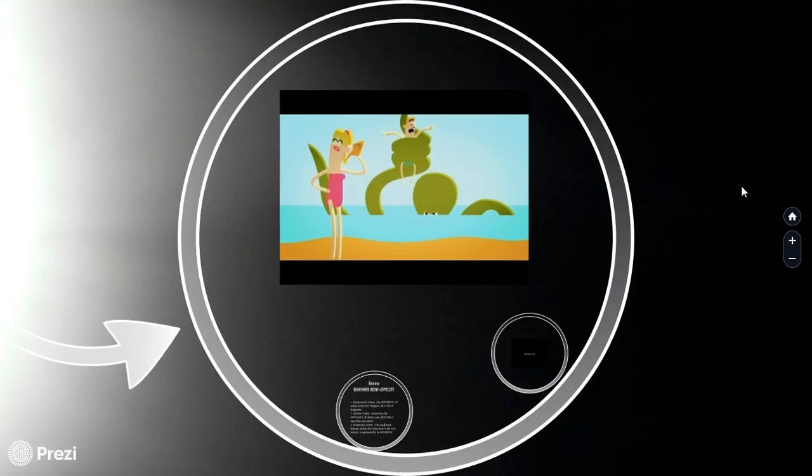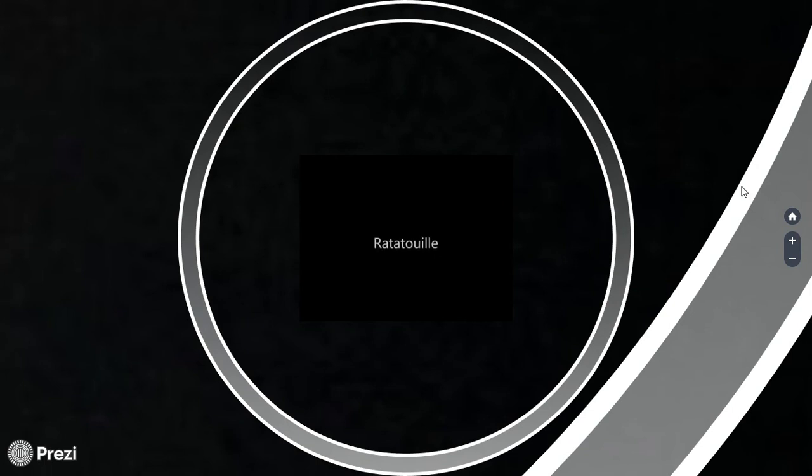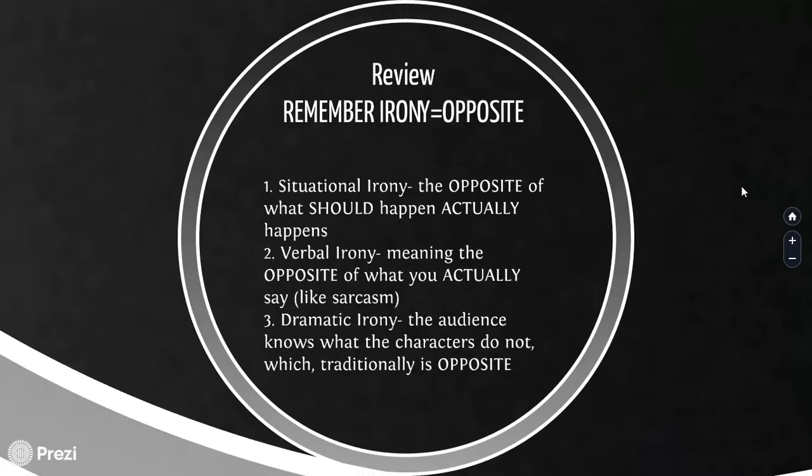So those are our three types of irony. There's situational, which is the opposite of what should actually happen. Verbal, which is the opposite of what you actually mean, like sarcasm. And dramatic irony, which is something that we know is going to happen, but the characters in the stories that we are viewing or reading do not know.